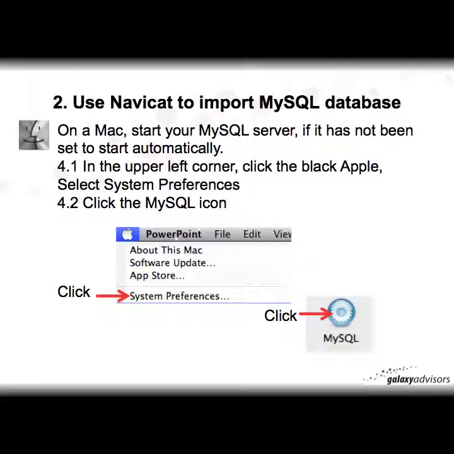The second step is to use Navicat. Navicat runs on both a Mac and a PC, so I'm going to go through quick instructions on how to start the MySQL server. Again, the very first thing is you need to start MySQL. On a Mac, if it has not been set to start automatically, which depends on how you installed MySQL, then in step 4.1, in the upper left corner, click the black apple, select System Preferences, and then click the MySQL icon.